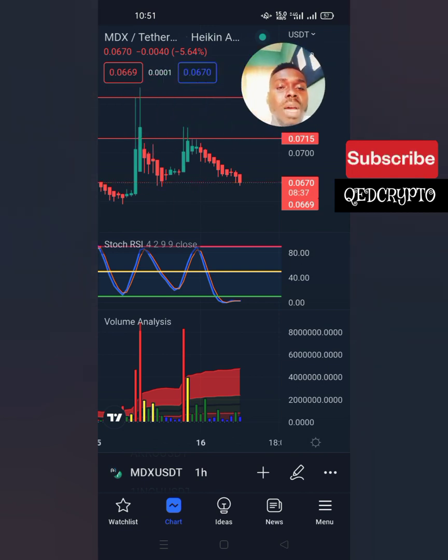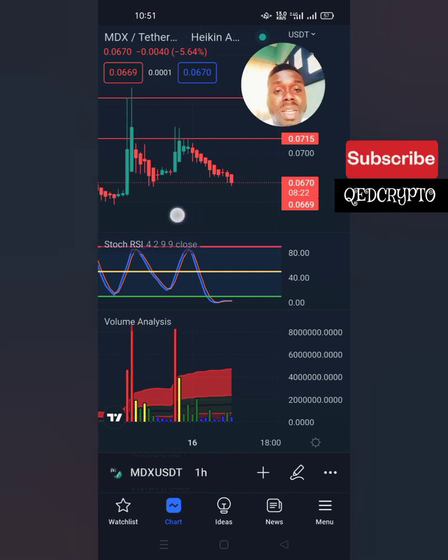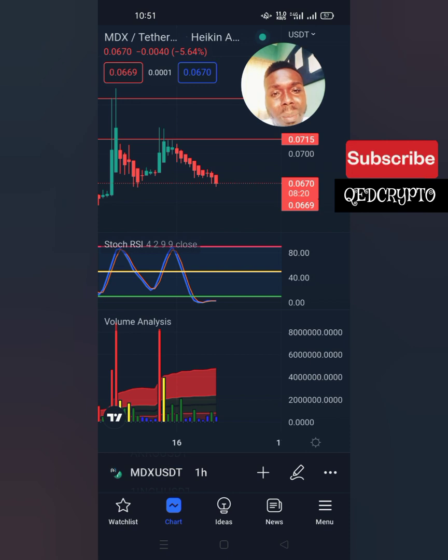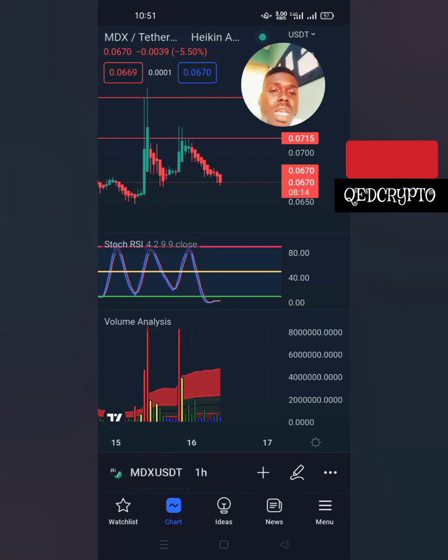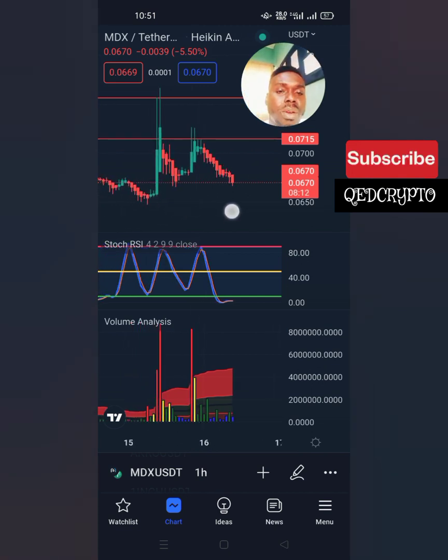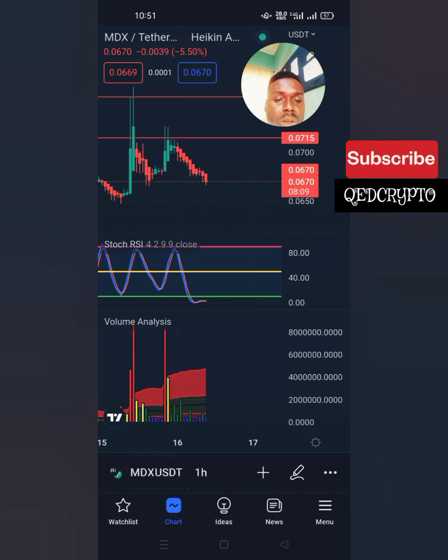So this is where we are right now. This RSI shows you price action, price movement, while the volume analysis shows you the volume traded of that particular coin per time. What we want to identify is a downward trend. You can see this is a perfect downward trend, right? If you're going to look at this coin very well, you will see this is coming down, and I'm on the 1 hour time frame.